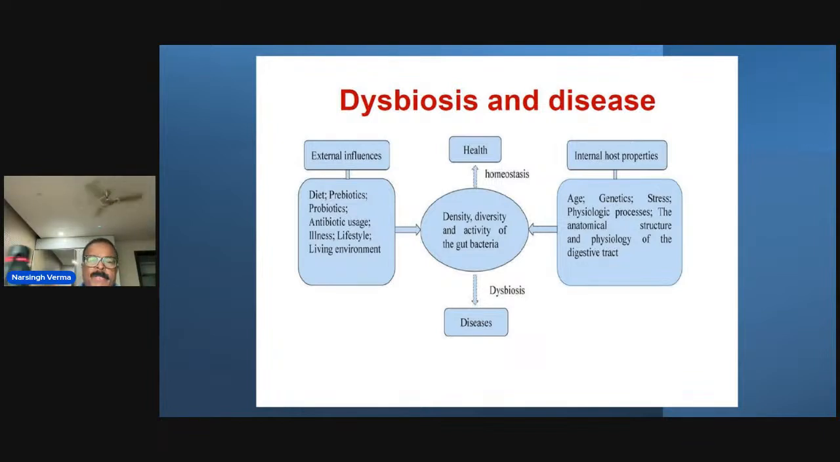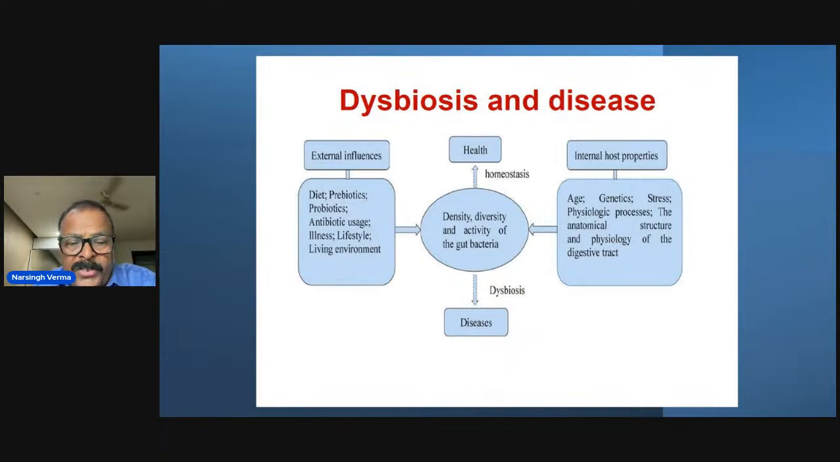We have enough evidence that dysbiosis has a definite relationship with disease. Various diseases, like external infections, are basically because of diet or prebiotic, probiotic, antibiotic use, illnesses, lifestyle, and living in environmental problems. They affect our health, and the density, diversity, and activity of the gut bacteria change, and when it changes, the homeostasis gets disturbed and becomes dysbiosis.